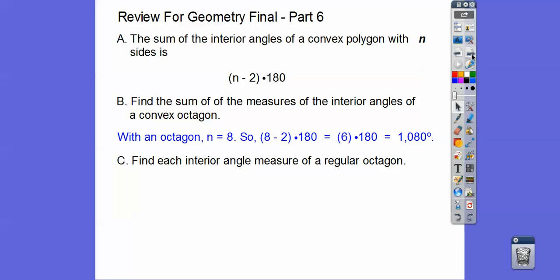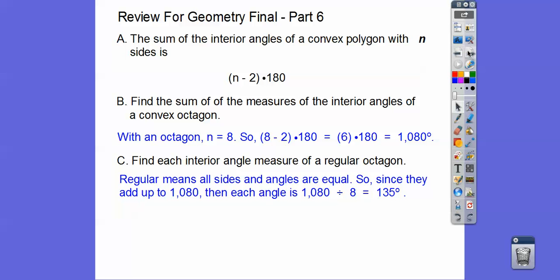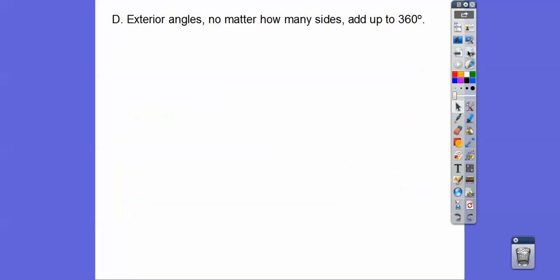Okay, so find each interior angle of the measures of a regular octagon. If we were given just this problem, we'd still have to do this to find out what they all add up to, and then we're going to divide that by 8. So if we divide that by 8, we get 135. There's another way also, but we'll talk about that later.